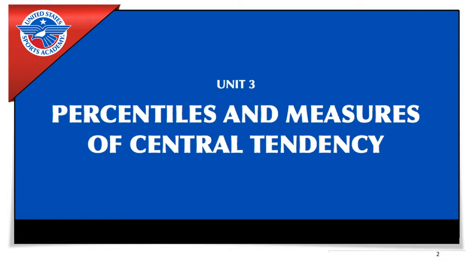This is Unit 3 of Math 465, Statistical Measurements in Sports. This unit presents methods of calculating percentiles and covers the measures of central tendency. It is important to note that this presentation is simply a summary of the topics covered in Unit 3 and not intended to replace the textbook or any supplemental readings.